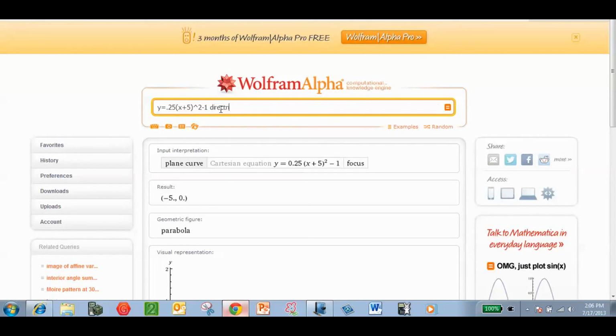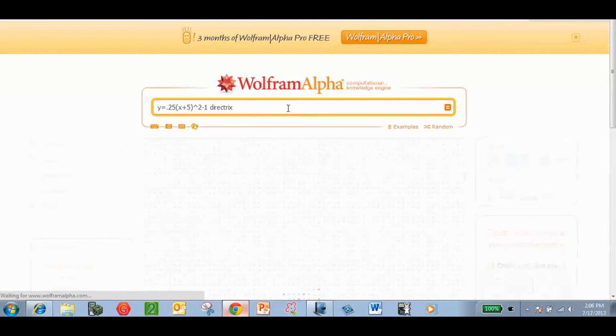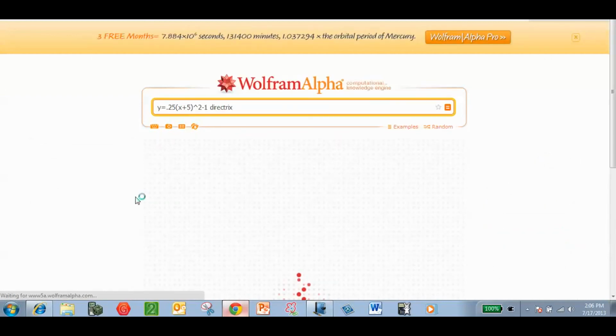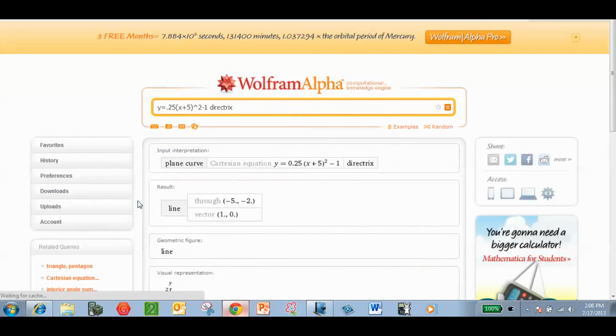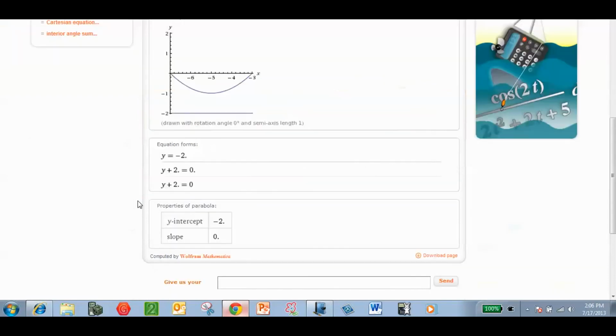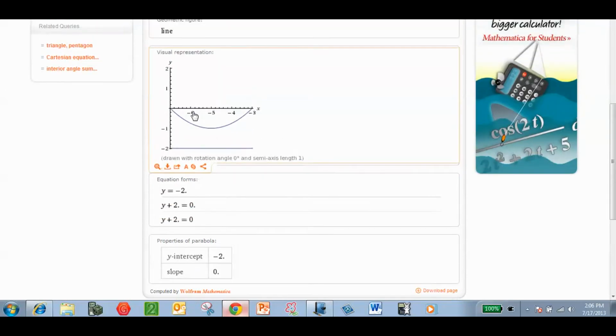And if you typed in anything else, you can probably find out the axis of symmetry, or, if we type the directrix in, let's see what happens. It's computing, it's figuring out for us what we're looking for. And there you go. Y equals -2. So it works out nicely for us if you want to use this search engine.